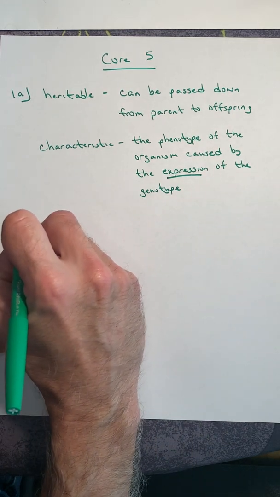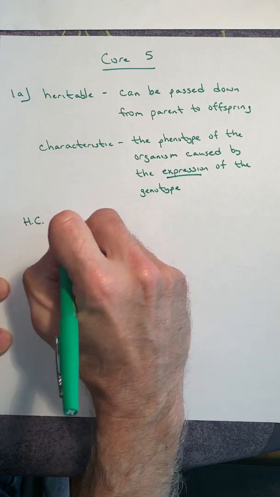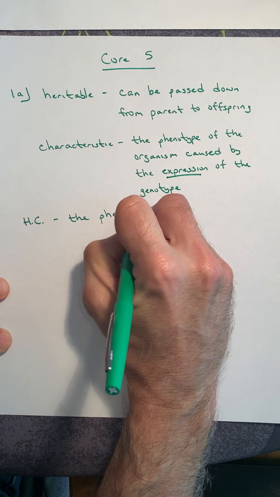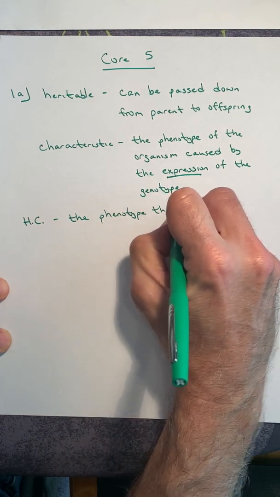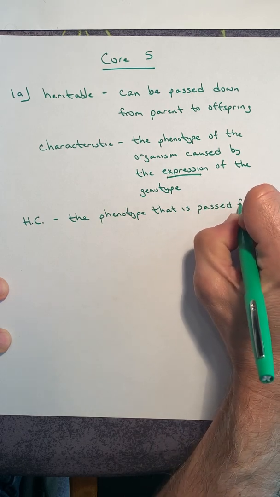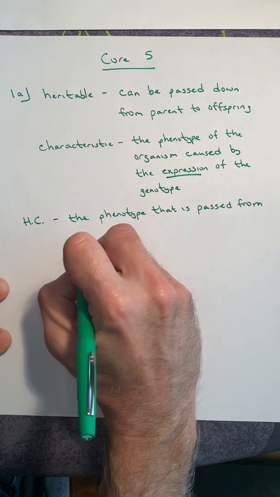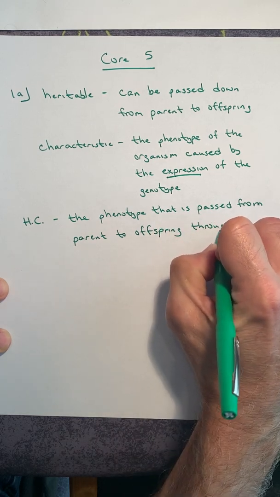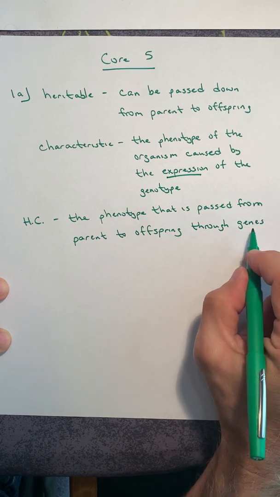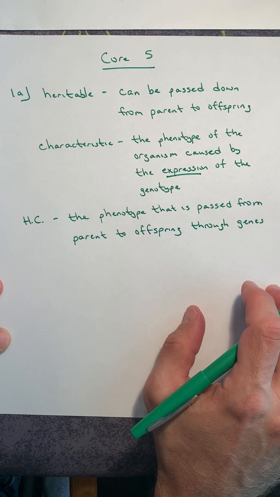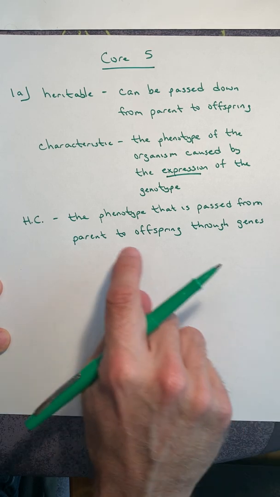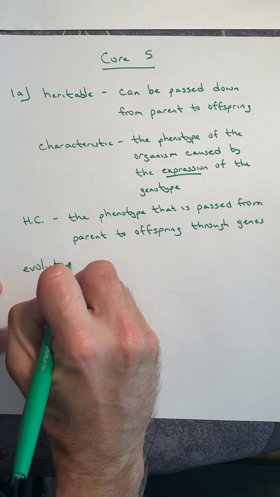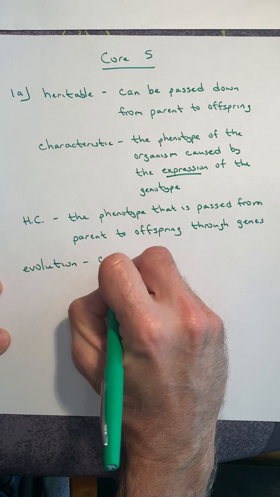So it says that we have to have heritable characteristics. What does that mean? Now that we know what heritable means and we know what a characteristic is, what are heritable characteristics? This is the phenotype that is passed from parent to offspring through genes, sections of DNA that code for proteins. Okay? Then it says biological evolution occurs when these heritable characteristics of a species change. See, that's what evolution is. Evolution is change. In fact, it's the cumulative changes.